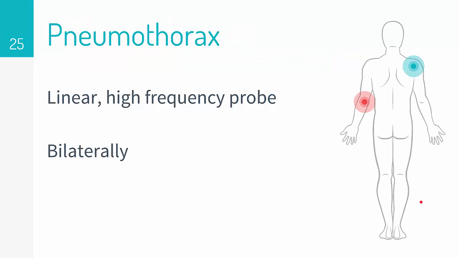The last component of the HIGH-MAP mnemonic is checking for pneumothorax. For this exam, we're going to switch to the linear high-frequency probe and check the lungs bilaterally for pneumothorax. Although pneumothorax is frequently considered in the trauma patient, remember medicine patients may develop spontaneous pneumothorax, particularly in long-term COPD patients who may rupture a bleb or in tall, thin, young males.